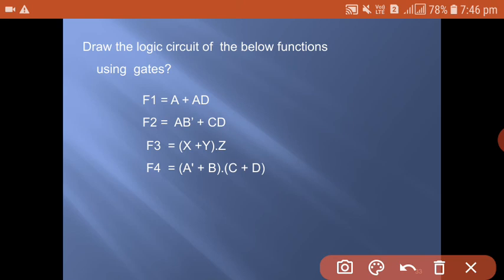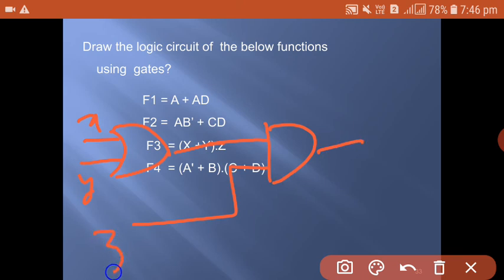Next, if you observe the third, you have three variables: X plus Y into Z. For X plus Y, first you need to take the OR gate. What are the inputs for the OR gate? X and Y. And to this, one more input you need to take, and you need to give it to an AND gate. So this will be Z. So the output function will be X plus Y into Z. One AND gate and one OR gate. So X plus Y into Z is the third function realization using logic gates.